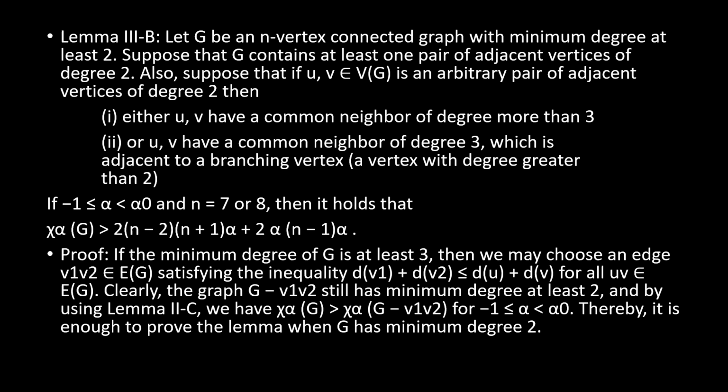Proof: if the minimum degree of G is at least 3, then we may choose an edge v1v2 belonging to E(G), satisfying the inequality d(v1) + d(v2) ≤ d(u) + d(v) for all uv belonging to E(G). Clearly, the graph G − v1v2 still has minimum degree at least 2, and by using Lemma 2c, we have x_alpha(G) greater than x_alpha(G − v1v2) for −1 ≤ alpha < alpha naught.